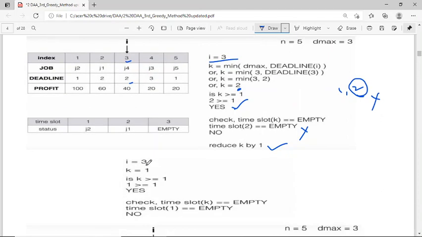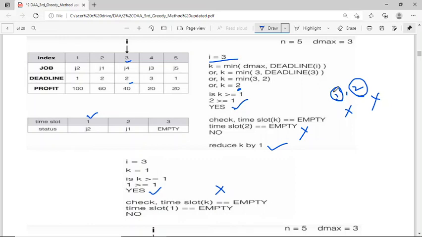So here we are coming down, i = 3, same process, k = 1. Why is k = 1? Because I am checking whether time slot 1 is empty or not. So 1 >= 1, yes. Now checking time slot 1 == empty, this is also not possible. So we cannot fill in both places. We checked the second position and the first position, we cannot fill.